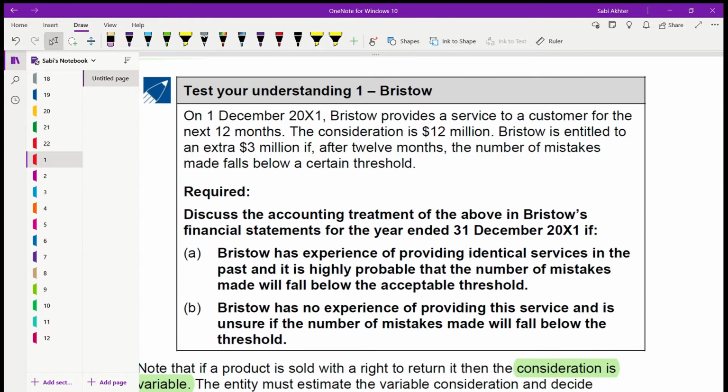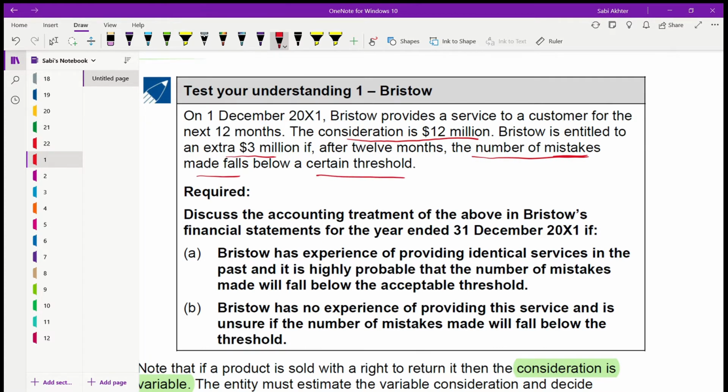Test your understanding 1. On 1st December 2001, Bristow provides a service to a customer for the next 12 months. The consideration is 12 million. Bristow is entitled to an extra 3 million if after 12 months the number of mistakes made falls below a certain threshold. Okay, so the consideration is 12 million and an extra 3 million, it's a conditional consideration which is based on whether the number of mistakes falls below a certain threshold. Discuss the correct accounting treatment for the above.